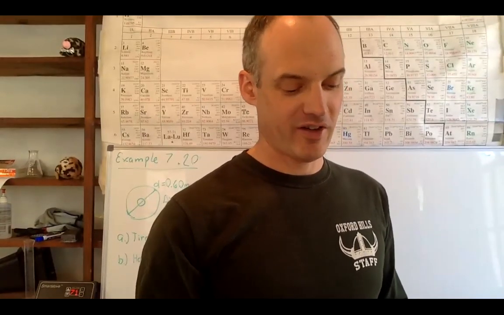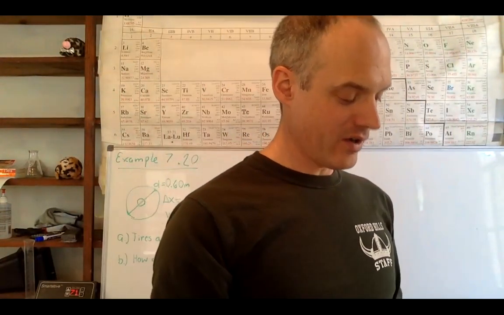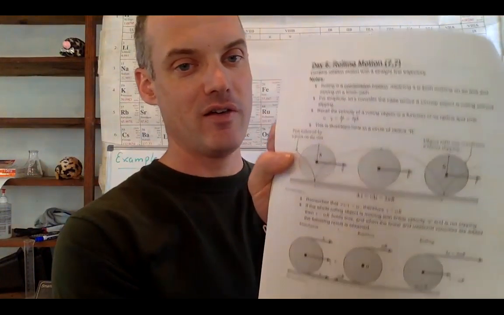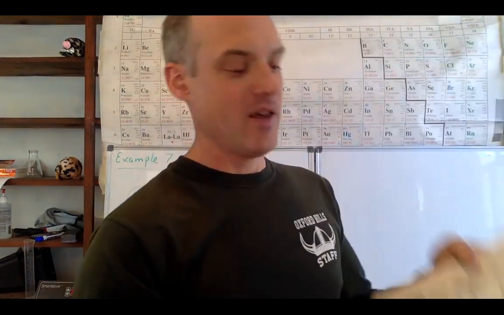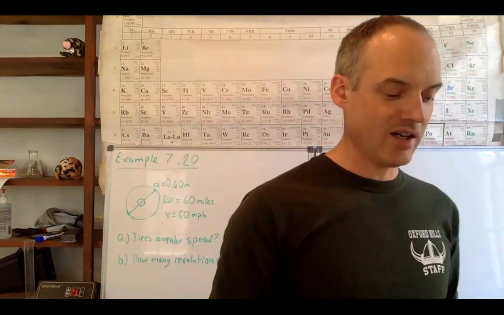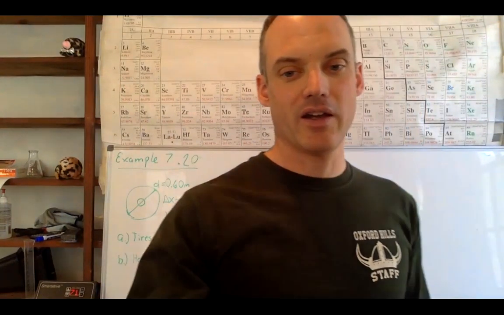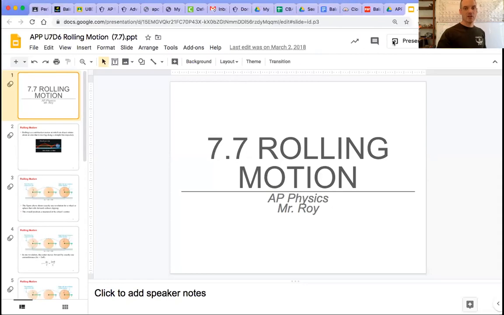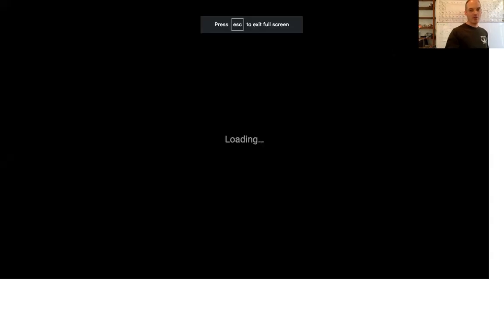Hello, AP Physics class. Today in Unit 8, we're exploring Day 6, which is rolling motion. If you want to follow along on the notes, starting on page 25, we're going to be looking at how rolling motion works in a straight line trajectory, building on some of the stuff we learned last time about torque and applying it to a new, different system.